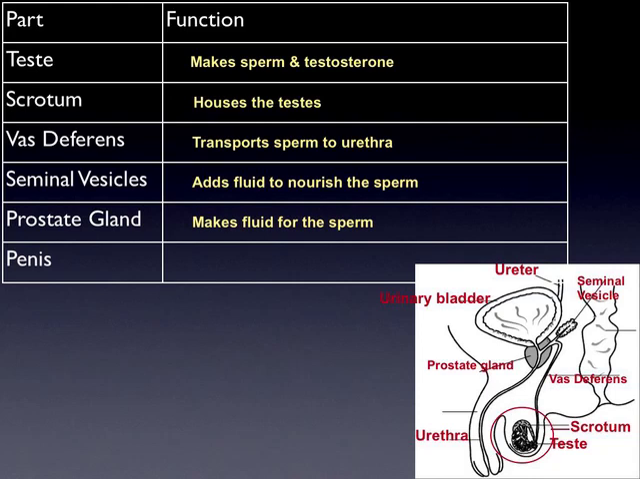So anyway, the prostate gland and the seminal vesicle add fluids to the sperm as they are making their way out of the man's body, and they leave through the urethra, which travels through the penis. So the penis delivers that semen into the female reproductive tract.